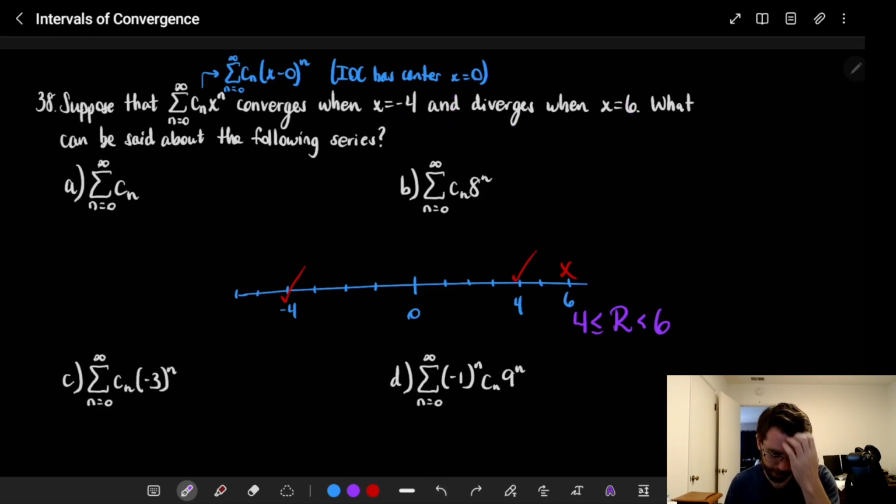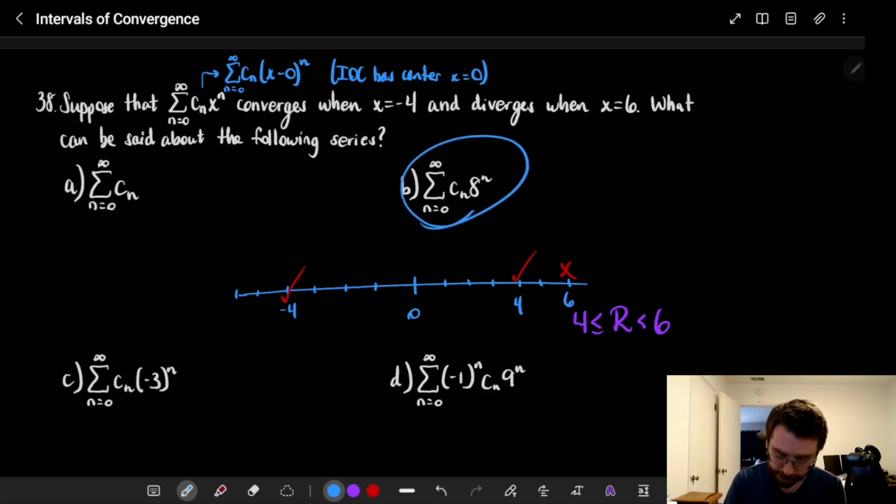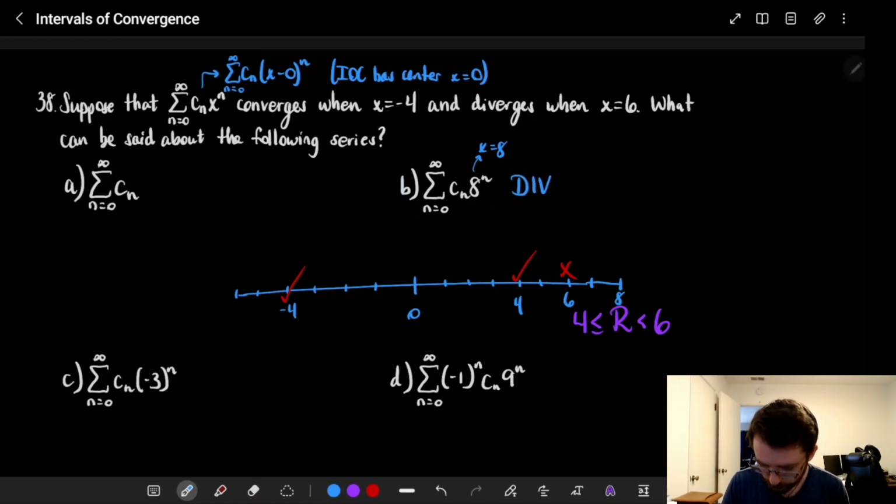So now let's look at the actual problems. Let's look at B first. I think B is more straightforward. B gives you the exact same series, but this is basically saying x equals 8. And I know right off the bat that's problematic. It's even further out than 6 is. So if 6 is not contained in the interval, 8 is not contained in the interval. And we're talking about the interval of convergence. So if you're not in the interval of convergence, you're divergent.